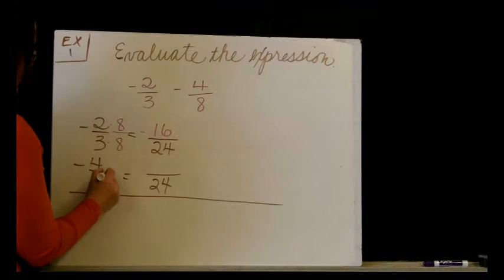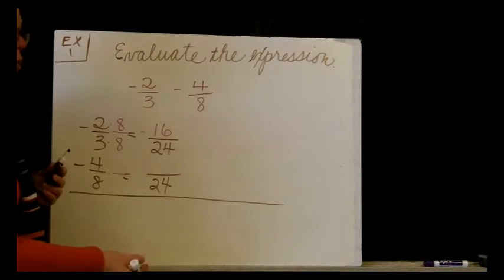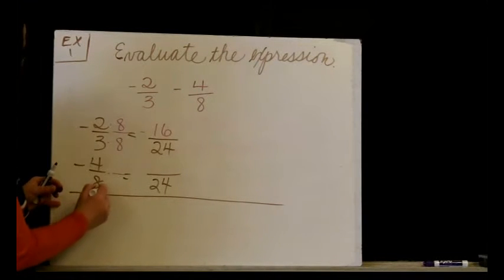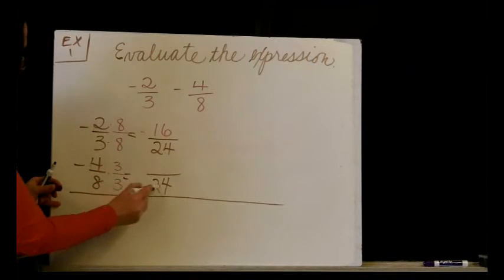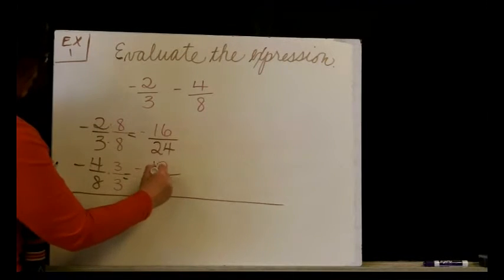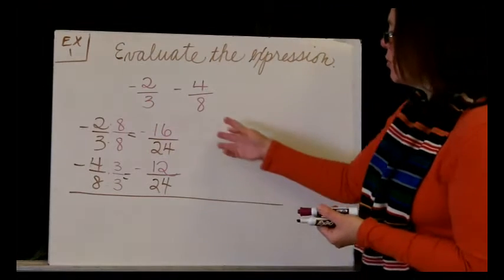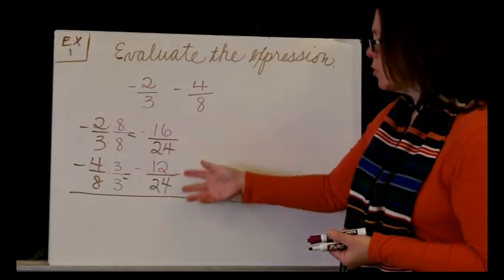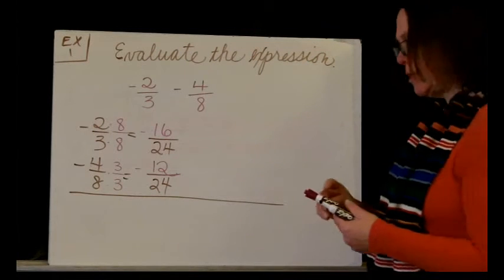We're going to do the same thing down here. We're going to multiply negative 4/8 by a 1. And this time the number 1 is going to look like 3/3 because 8 times 3 is 24. 4 times 3, we have a negative 12. So now we have a negative 16/24ths and a negative 12/24ths. We're going to combine them.